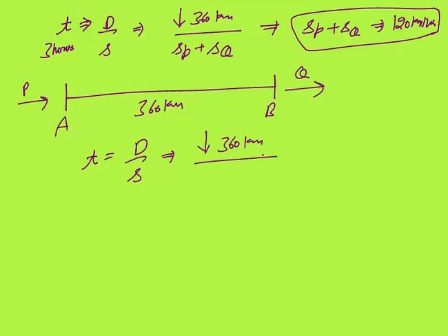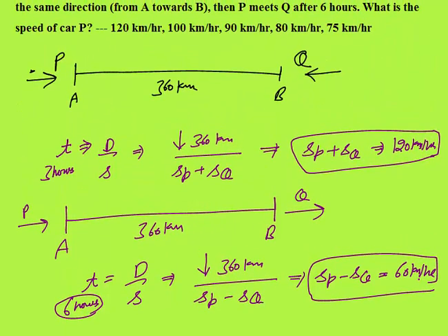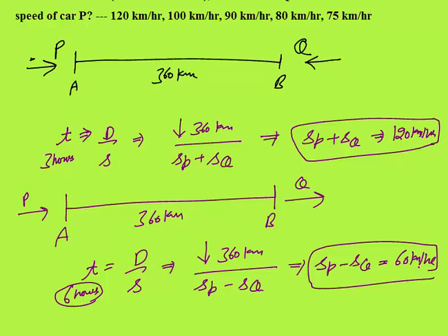Now the relative speed will not be SP plus SQ. Two objects are moving in the same direction. Relative speed will be SP minus SQ. This T is given to you, it is 6 hours. So you can simply calculate here, SP minus SQ would be 360 by 6, 60 km per hour. 60 km per hour. Now what do we need to calculate? What is the speed of car P?